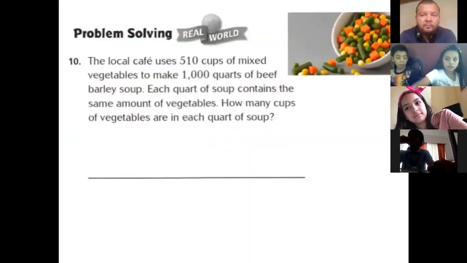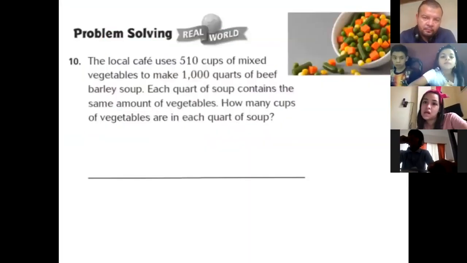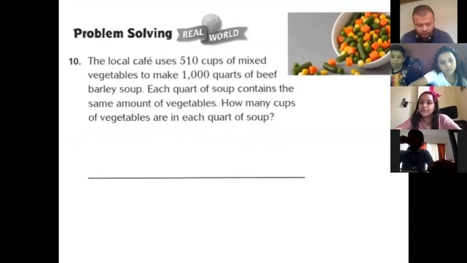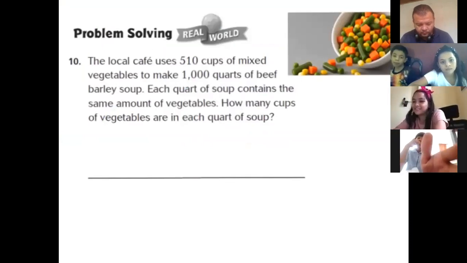Now, let's take a look at question number 10. It's our first real-world problem-solving question, and it says, The local cafe uses 510 cups of mixed vegetables to make 1,000 quarts of beef barley soup. Each quart of soup contains the same amount of vegetables.